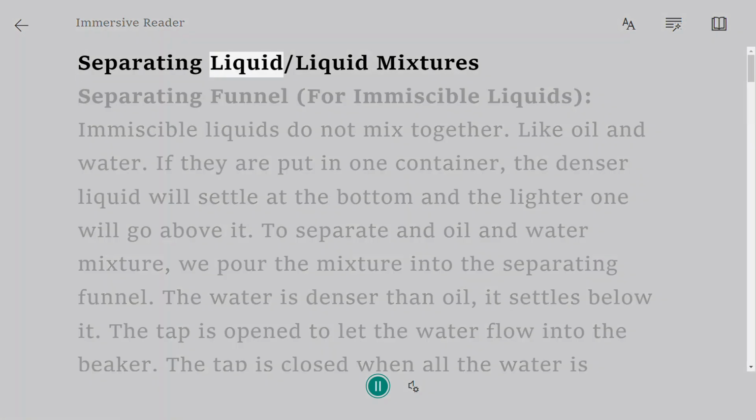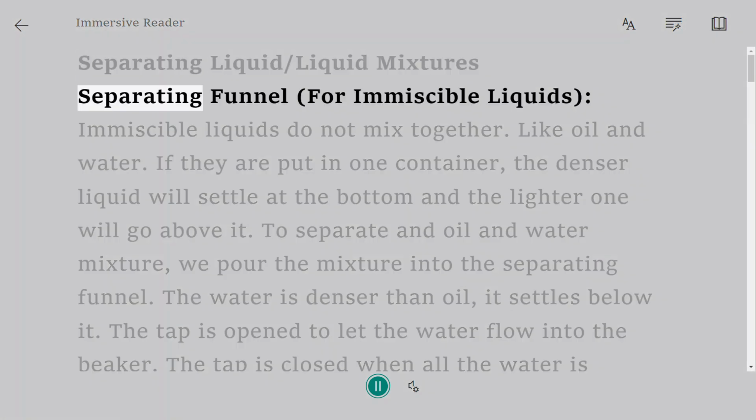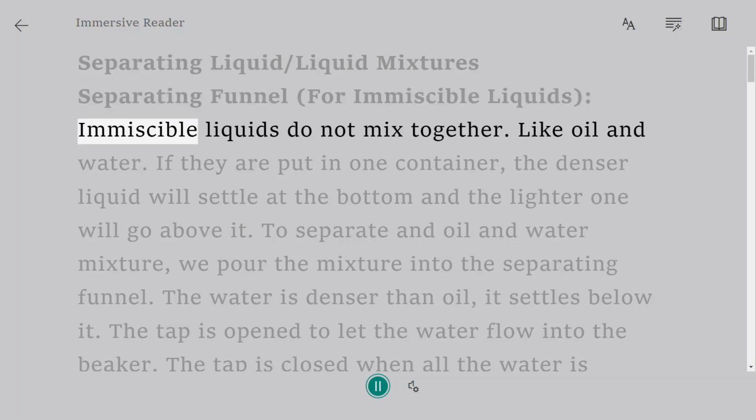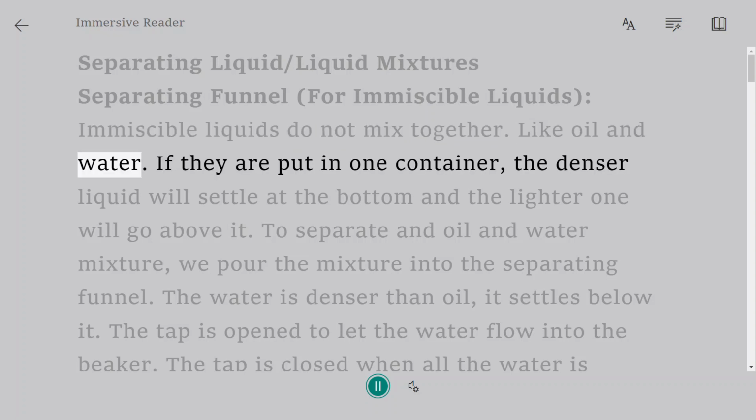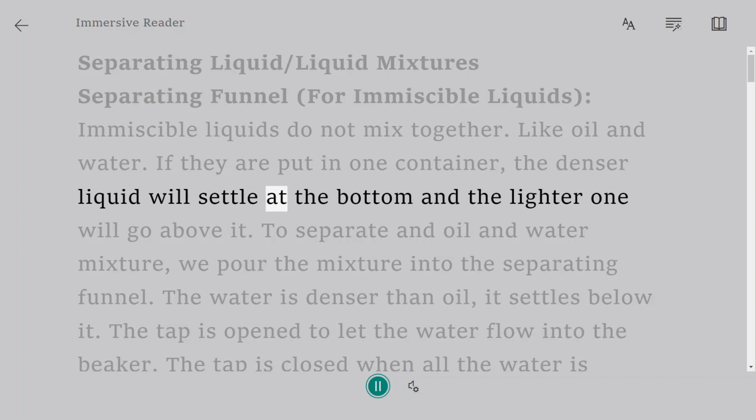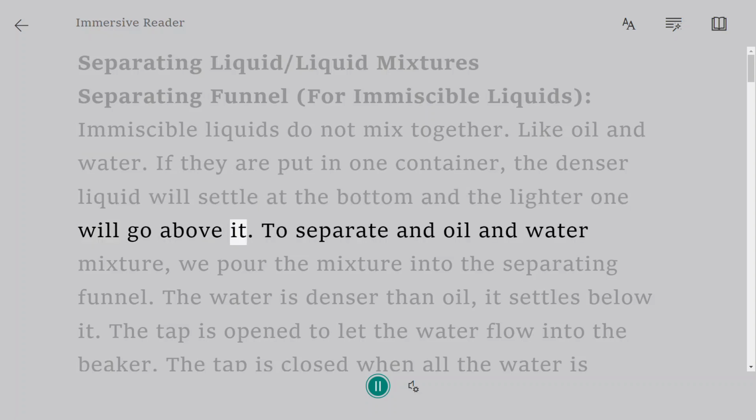Separating liquid/liquid mixtures. Separating funnel, for immiscible liquids. Immiscible liquids do not mix together, like oil and water. If they are put in one container, the denser liquid will settle at the bottom and the lighter one will go above it.